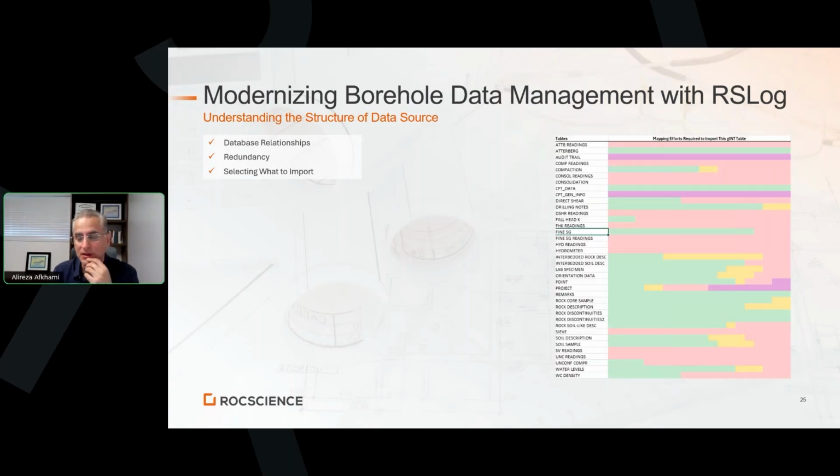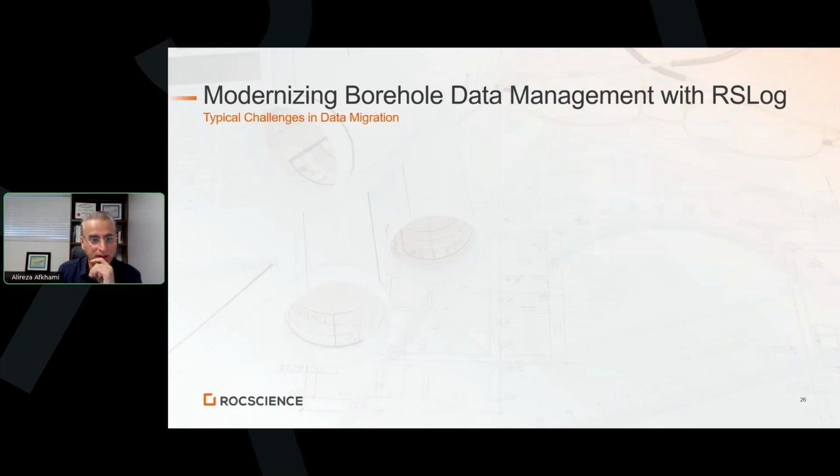And then selecting what to import. This map is an example for a gINT file, and with this color coding, we helped the customer understand what part of data they can import to RSLog, and what type of data they don't need, like the raw data. They just needed the test results, right? So it's always good to analyze the data structure, decide what part of data you want to bring, and just focus on those pieces of data.